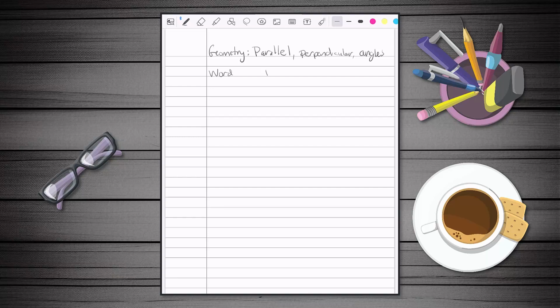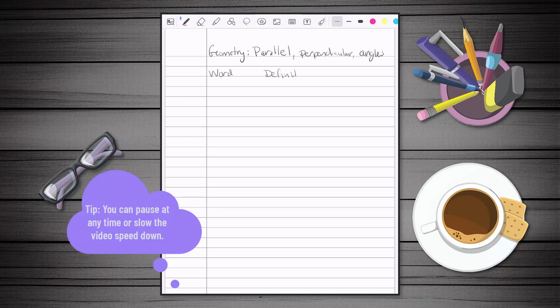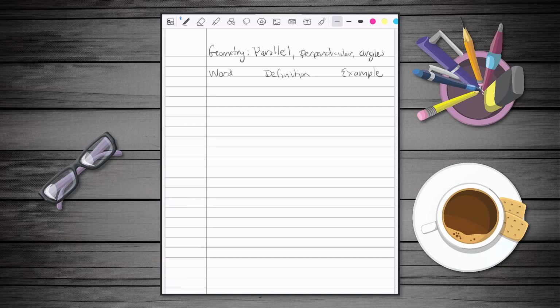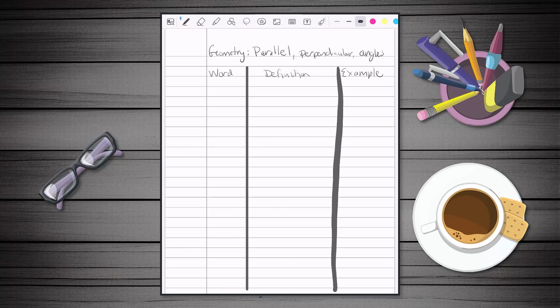We're going to look at parallel and perpendicular lines and different types of angles. So just like our last geometry video, you're going to need to set up your page in 3 columns. The columns are titled Word, Definition, and Example. Word is the smallest or thinnest column. Definition is the thickest column, and then Example is kind of in between.